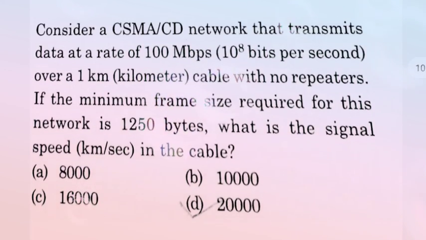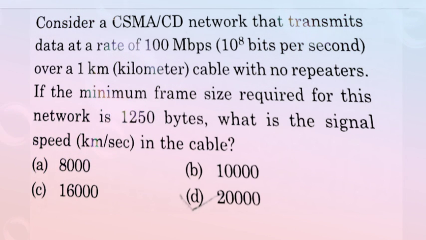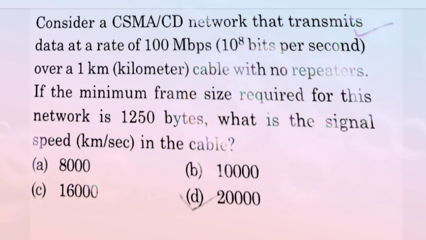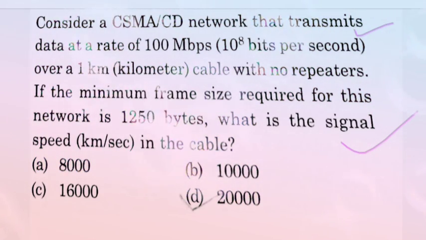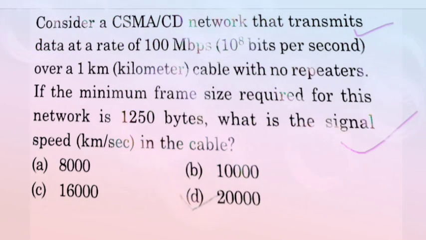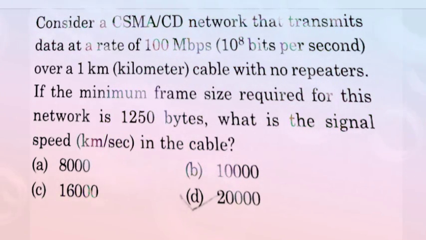Next question. Consider a CSMA-CD network that transmits data at a rate of 100 Mbps, meaning 10 to the power of 8 bits per second, over a 1 kilometer, that is 1000 meter, cable with no repeaters. If the minimum frame size required for this network is 1250 bytes, what is the signal speed in kilometers per second in the cable? There are also four options. Now we directly come to the solution of this question.